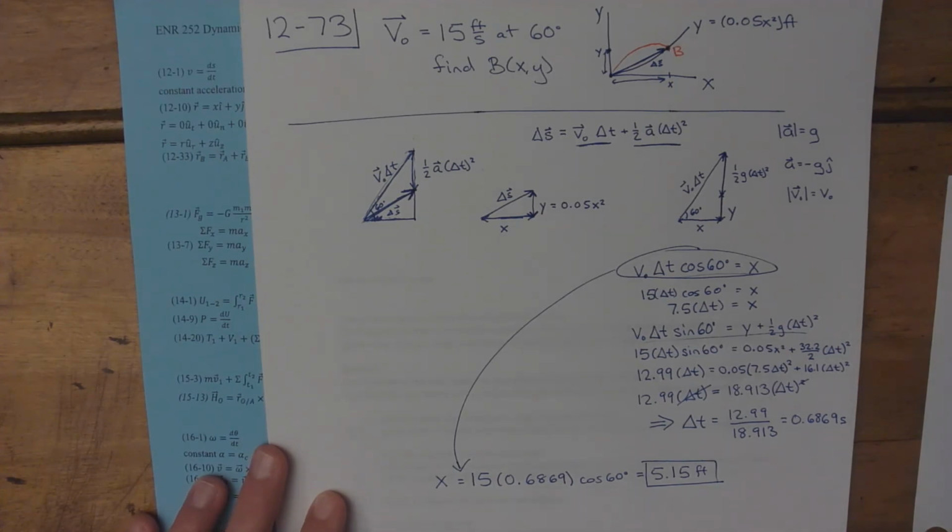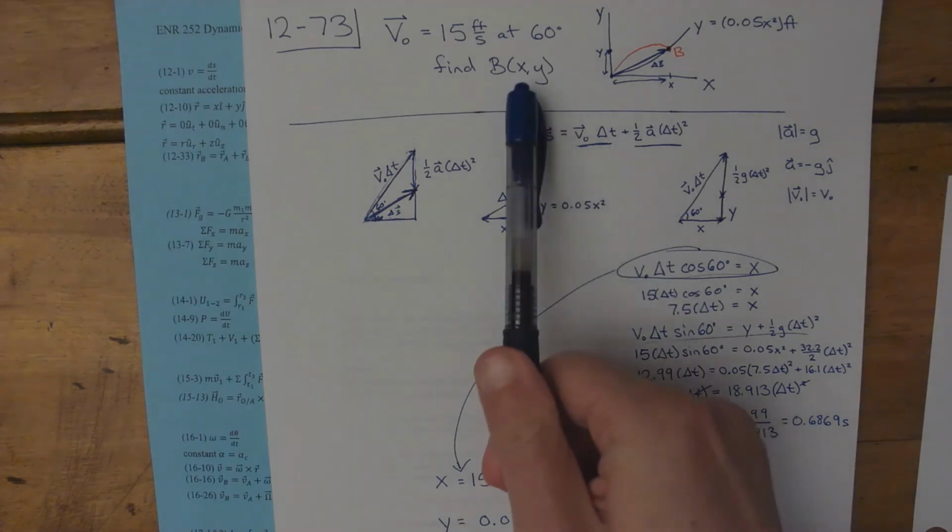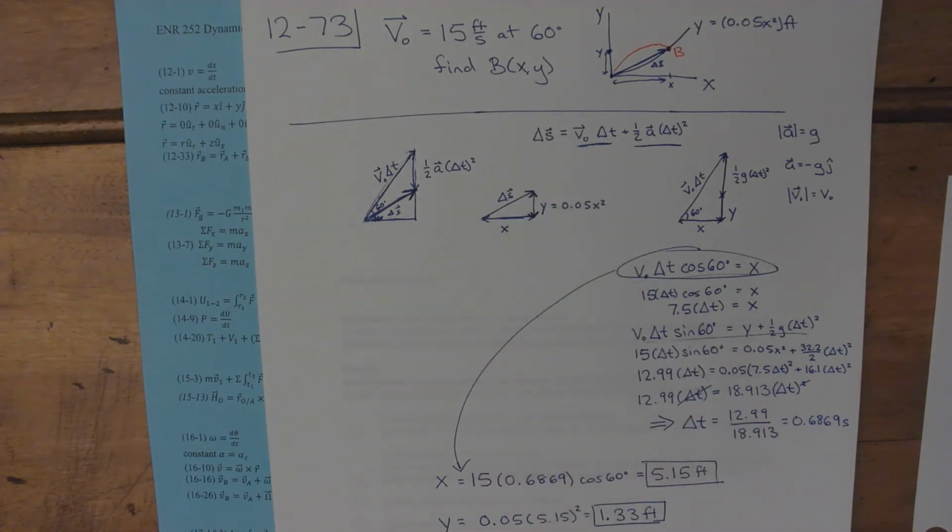And now this is easy to find what y is equal to, because we can simply just go back to this equation here, and when x is equal to 5.51 feet, y is equal to 0.05 times 5.51 feet squared, x squared. That gives me 1.33 feet. So we have our x coordinate and our y coordinate, and that concludes the problem. And because they only asked me to find the x and y position when the water hits the hill, that's all I need to do.